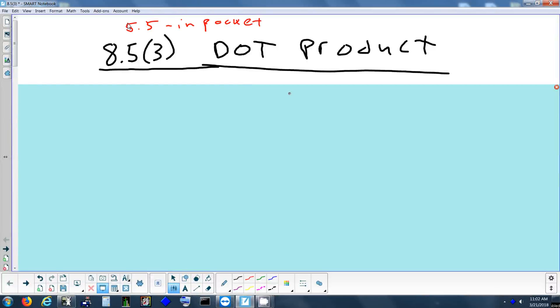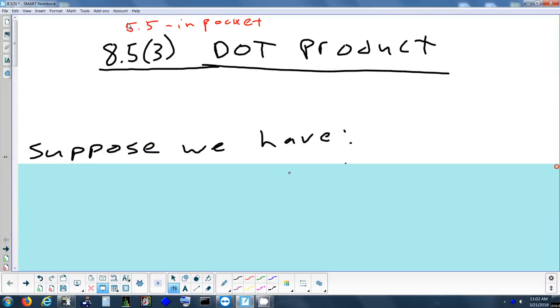All right, so we've done a lot of different operations with vectors. We've added them, we've subtracted them, both visually and with numbers. We've scaled them visually and just doing it with numbers. Now we're going to look at what's called a dot product. So a dot product is a way to take two vectors and multiply them.